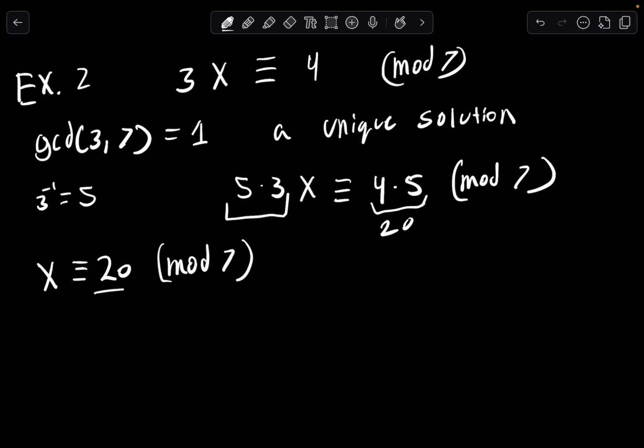Now, I don't like how this number is larger than 7, because we can reduce this to an actual remainder of 7. The multiple of 7 before that would be 14. 20 minus 14 equals 6. So this is going to give us a remainder of 6 in mod 7. So then x ends up equaling 6.